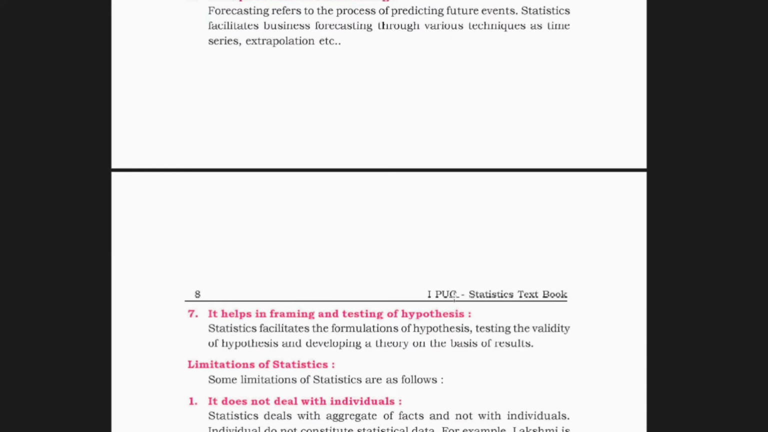So you are told to write any 3, but you better write 4 or 5, so that even if one of the points is wrong, the other one will serve as a backup. So please write 4 to 5 points. Next they have asked for 2 limitations.